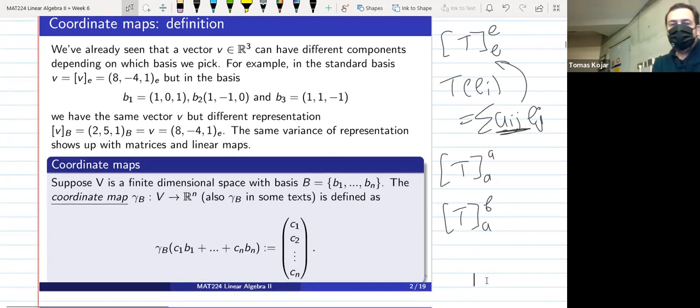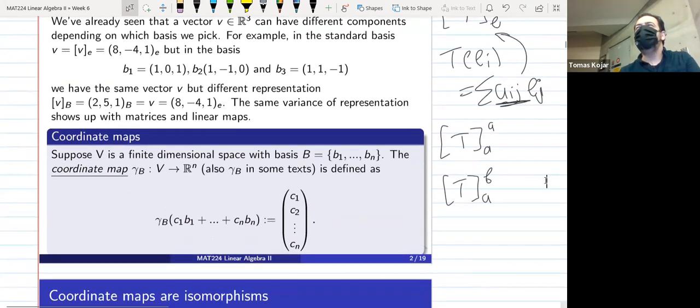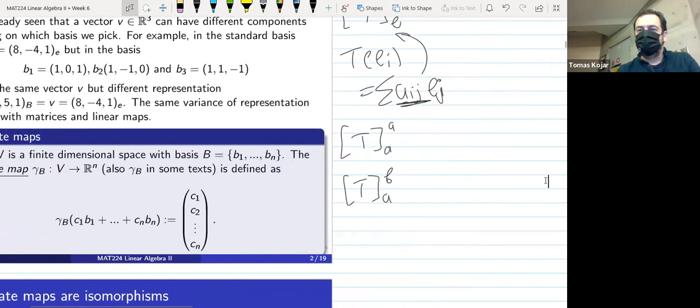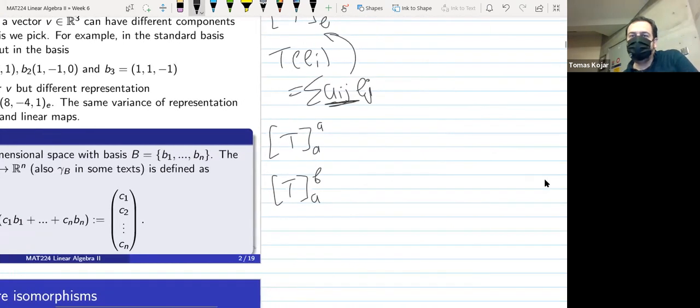One object we will need to do all this trickery is called coordinate maps. So why do we need this? Because you can't really formulate matrices over arbitrary vector spaces. So, for example, P2(F), P2(R), these are polynomials.